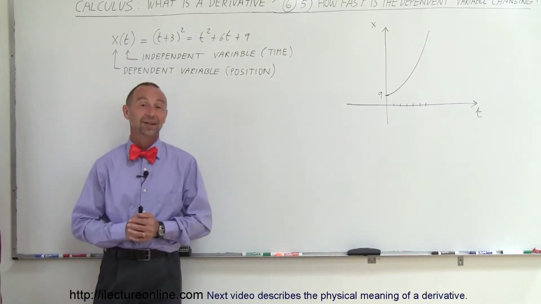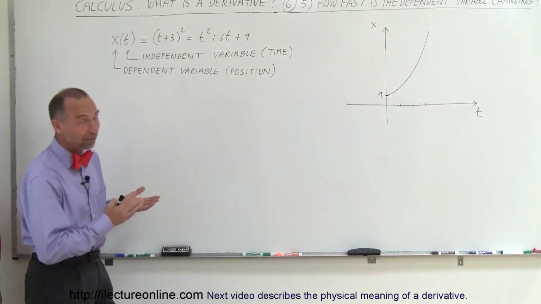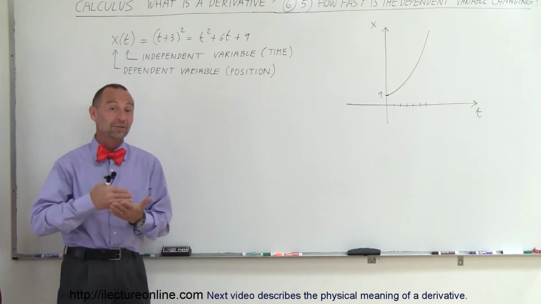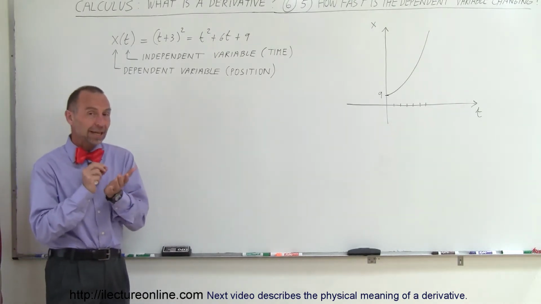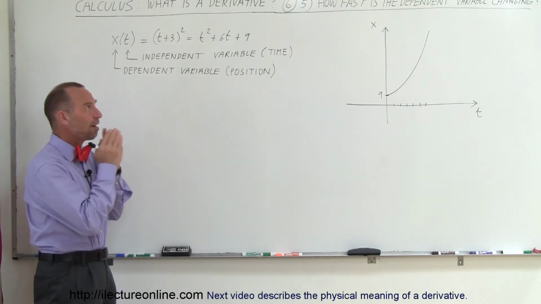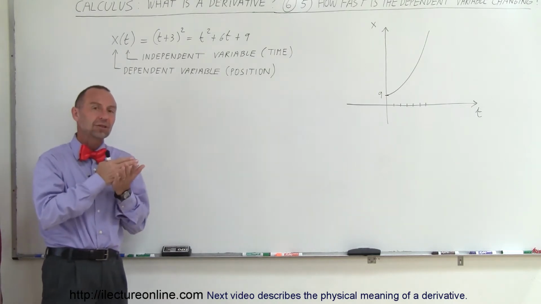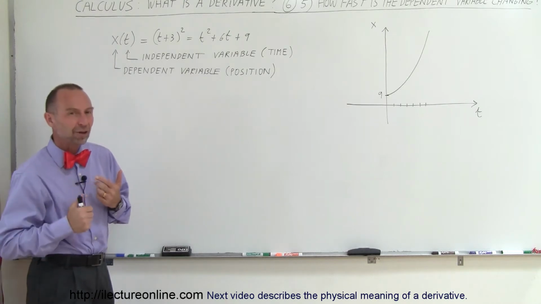Welcome to Electron Line and another example in which hopefully you'll get a better understanding of what a derivative is. We're going to take a look at a function here. Here, the idea is that it tells us how fast the dependent variable is changing when the independent variable changes.